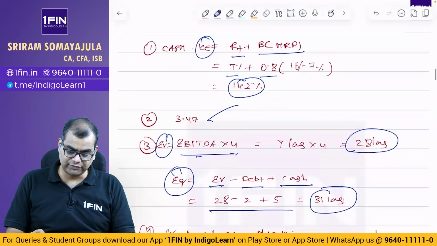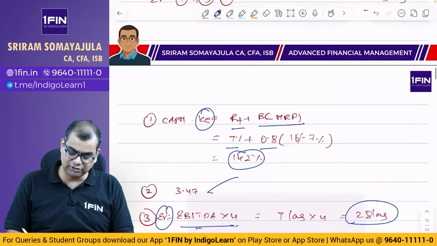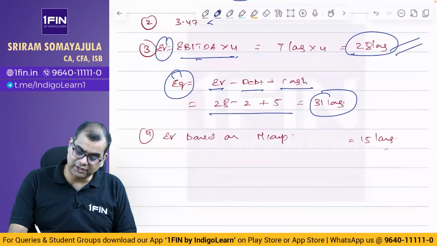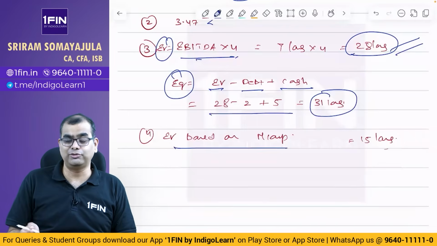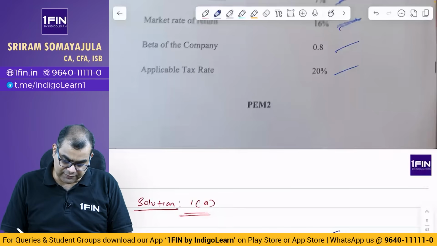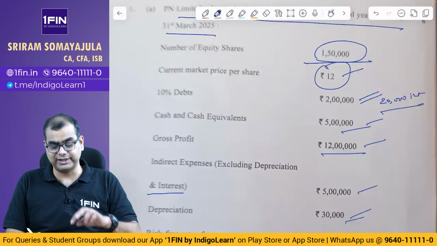Next comes the next one, which is what? Enterprise value. Enterprise value as per what? See, already we have found out enterprise value here as 28. That is one way. So 28 lakhs enterprise value is one answer. Other way of doing enterprise value is based on market cap. You can do it on market cap. How will you do it on market cap? See, because they have given here. What have they given here? Current market price. So you have to write both the things.